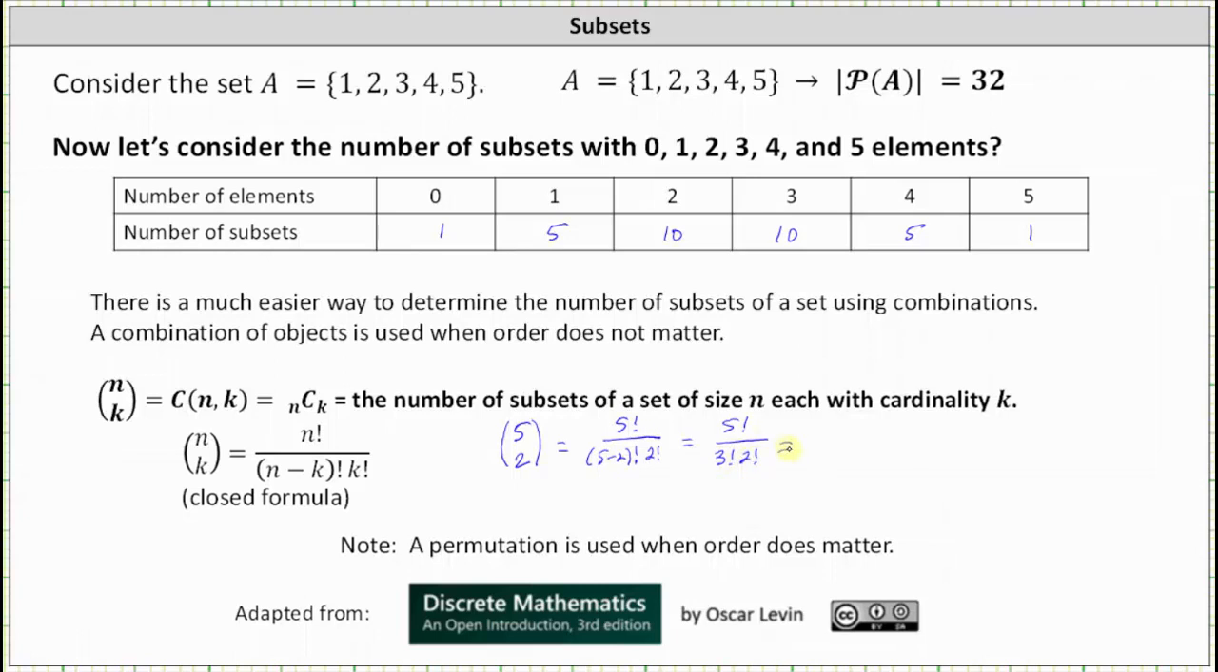And now we'll go ahead and expand the factorials. 5 factorial is 5 times 4 times 3 times 2 times 1. 3 factorial is 3 times 2 times 1. And 2 factorial is 2 times 1. And now we'll go ahead and simplify.